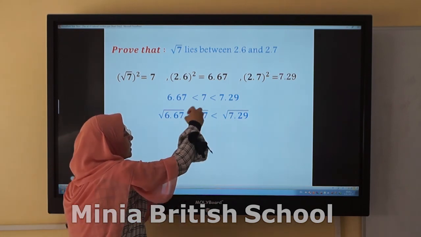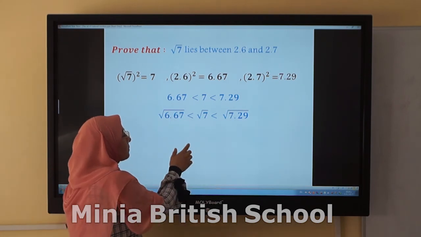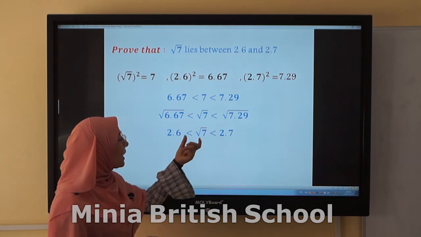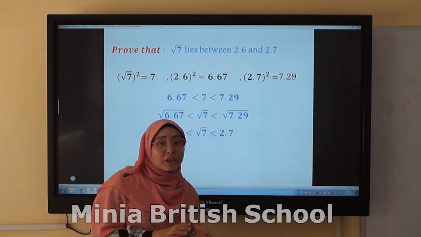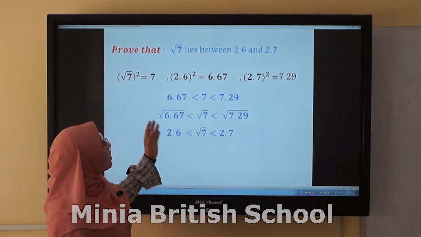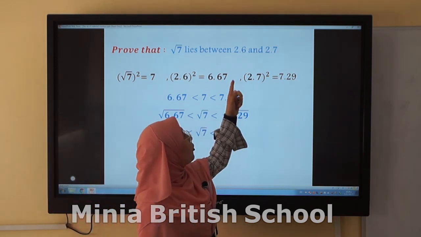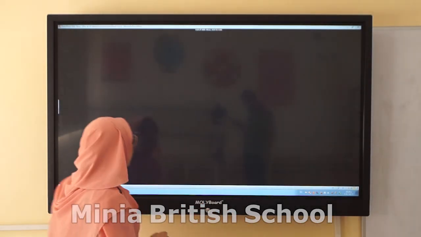root 7 greater than 2.6 and less than 2.7. So root 7 lies between 2.6 and 2.7.